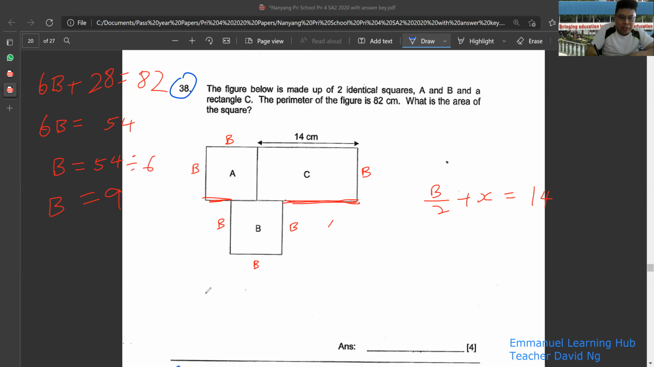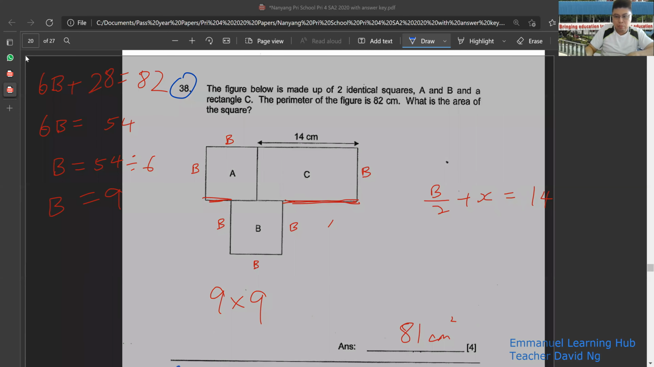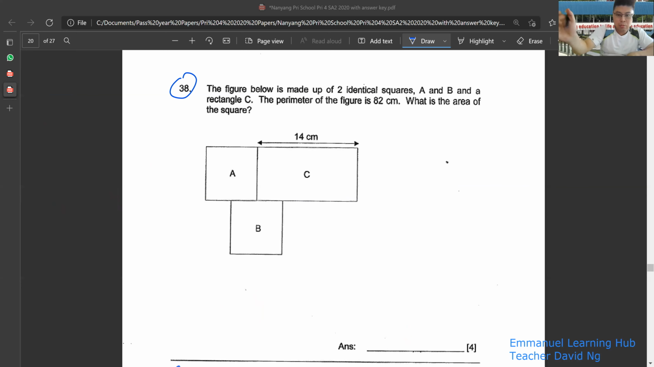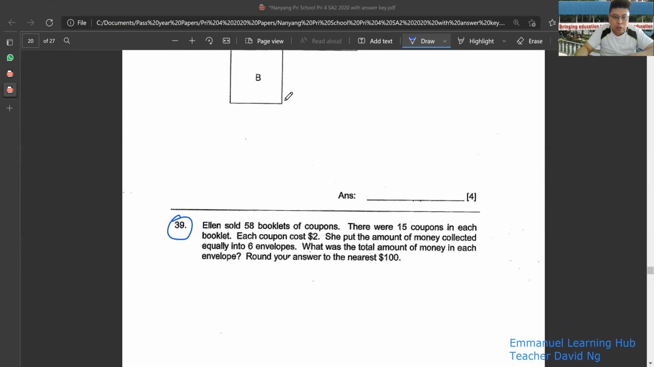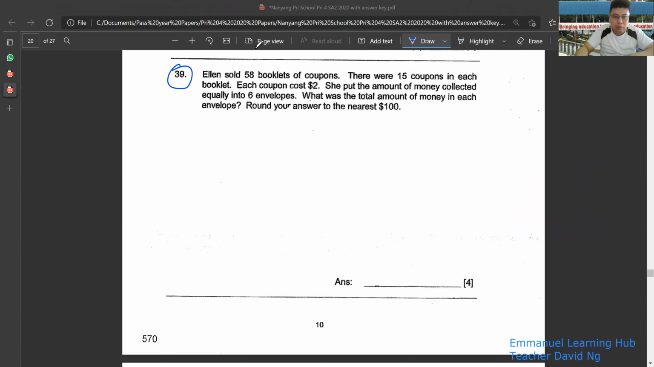So area of the square is 9 times 9 equal to 81 cm square, since you know b is 9. Can you understand now? Yes. Okay, let's move on to 39.